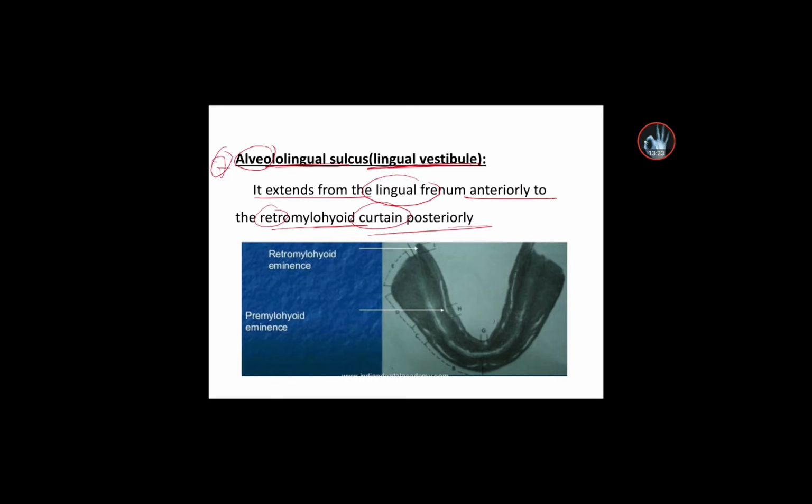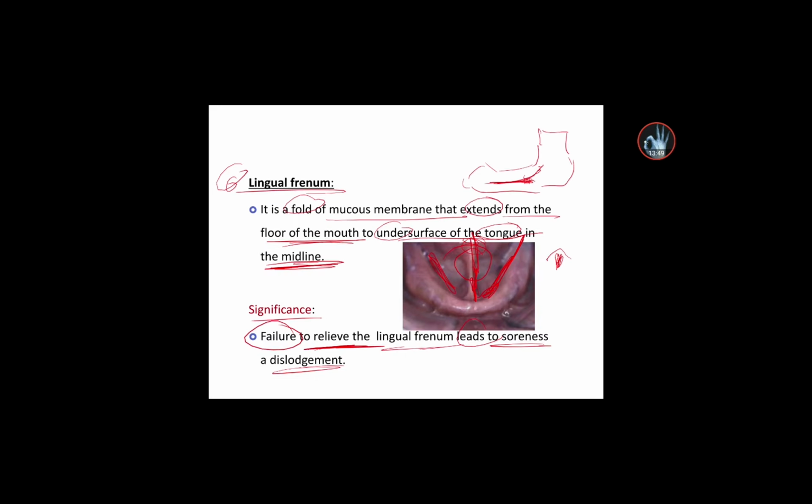So this is the lingual notch. Okay. And we have here at the end the retromolar or retromylohyoid eminence, and we have the pre-mylohyoid eminence. So these are like the beginning of the mylohyoid ridge and the end of the mylohyoid ridge, as it appears here. It's like here and here. Okay.